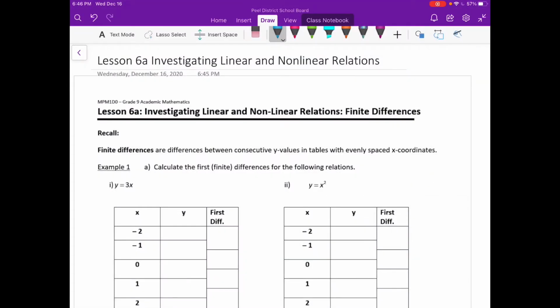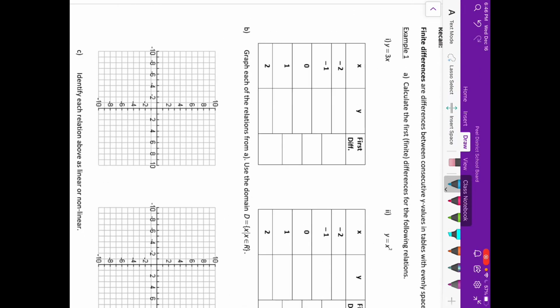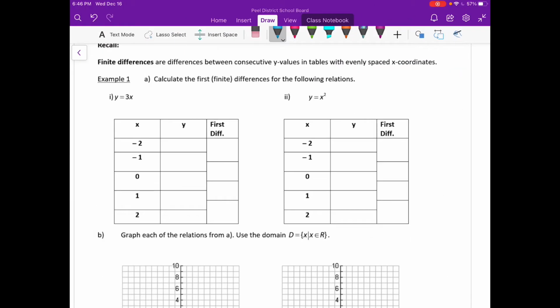Hi class, I'm just making this recording to post after class today because I'm going to post the take-up of our linear and nonlinear functions investigation together. So you should have already done this in class. But I'm making this video so that you have access to it after, in case you'd like to go back and look at your investigation and what we did in class today.